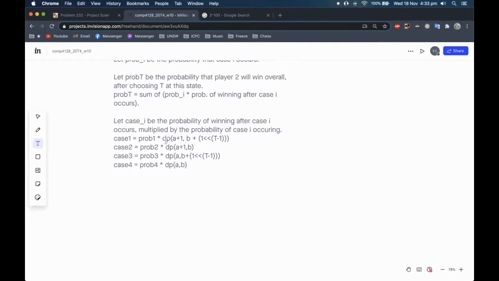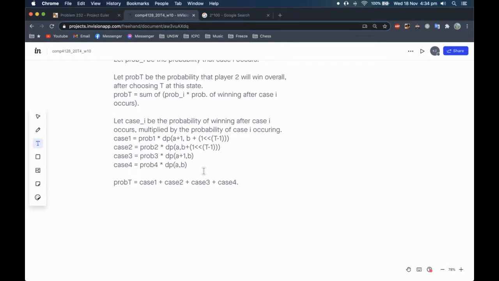I believe case 2 and 3 need to be swapped. Okay, so we end up with this. And finally, prob t is equal to case 1 plus case 2 plus case 3 plus case 4.